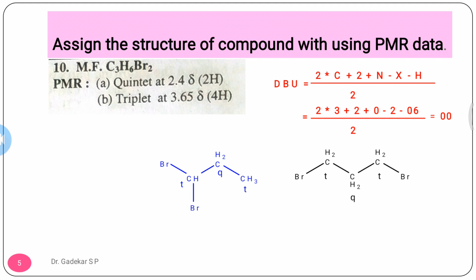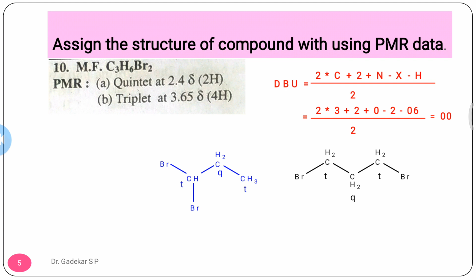Okay, so here quintet at 2.4, two hydrogens. Quintet means presence of four neighboring protons, 4 plus 1. The splitting pattern depends on the n plus 1 rule. It means the two hydrogens are split into a quintet, so neighboring protons are 4. It indicates the CH2 groups are present.